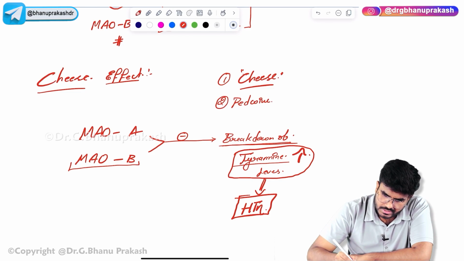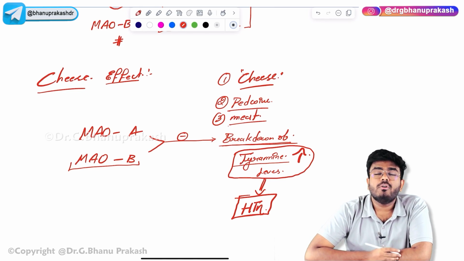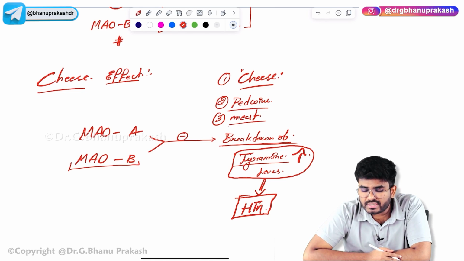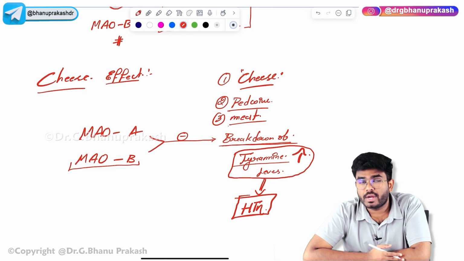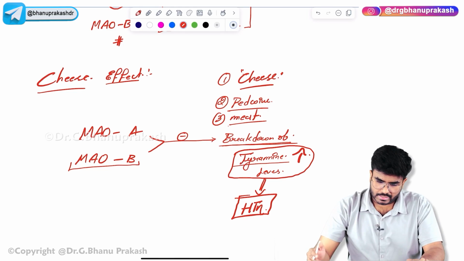Okay. Meat. So, whoever is taking the MAO B inhibitors, they are asked not to eat these things. Okay, cheese, red wine, meat, these substances should be avoided. Otherwise, what happens? There can be a cheese effect. Okay, cheese hypertension can occur.